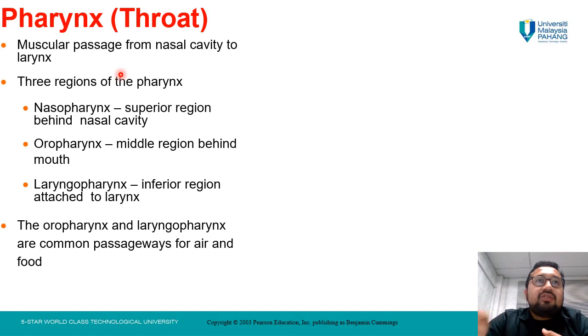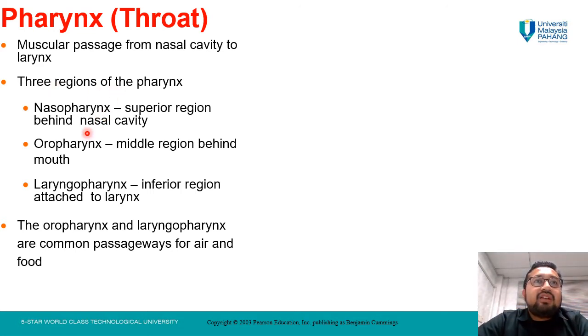Okay. So it is muscular passages from nasal cavity to larynx. From nasal cavity to larynx, dia akan melalui part we call it as a pharynx. So pharynx, which is the part towards the nose, we call it as a nasopharynx. And the part to the mouth, we call it as a oropharynx.